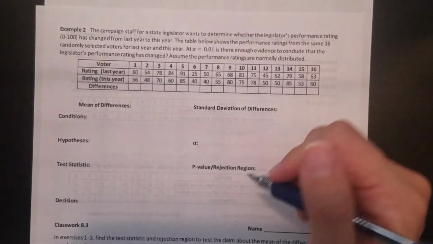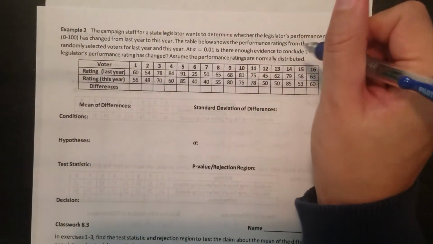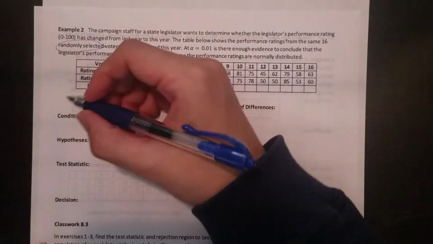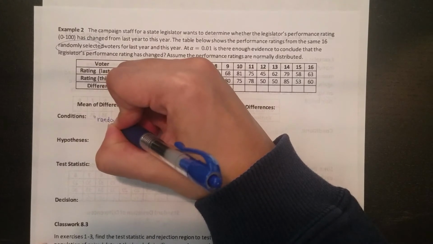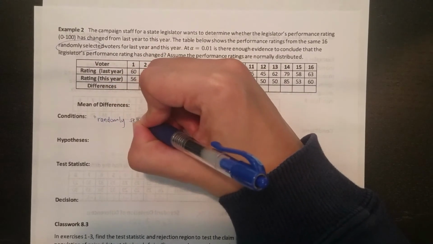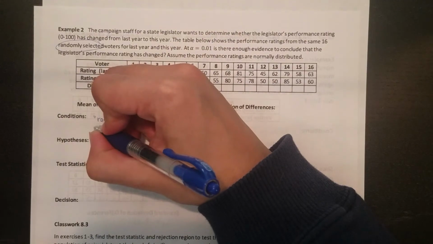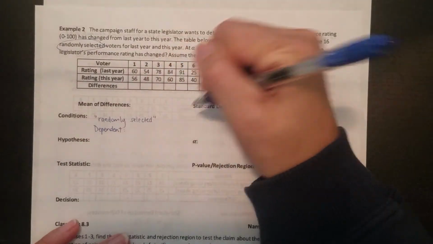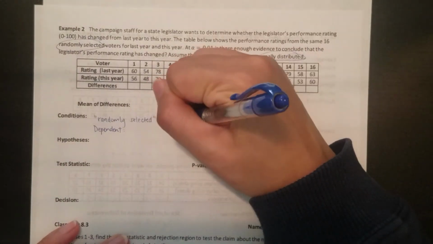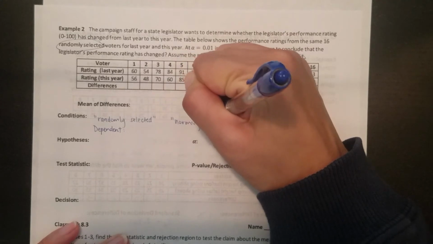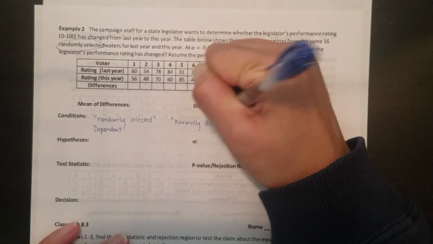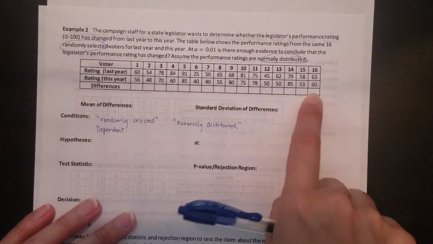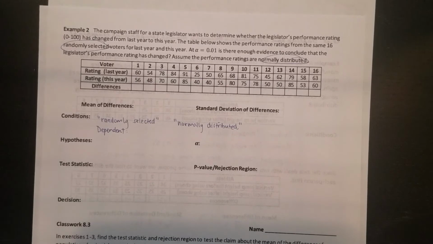So we have randomly selected voters, so our random condition is met. We have dependent samples because these are the same people both times, and they told us it was normally distributed. Okay, so before we start, we want to calculate our differences and find the mean and the standard deviation of those differences.